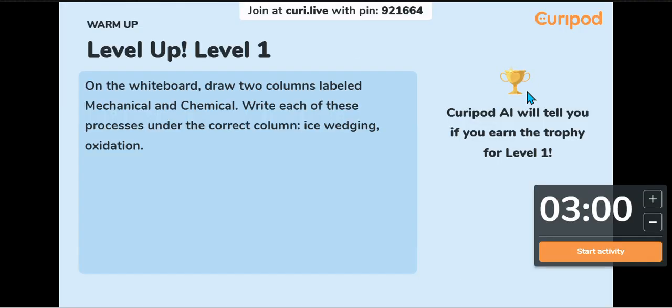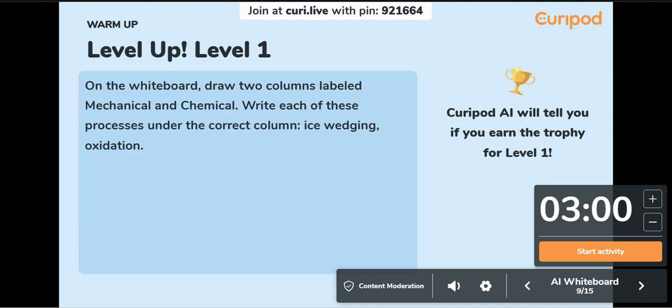So let's apply it. You could draw two columns: ice wedging and oxidation. I think we only need two.